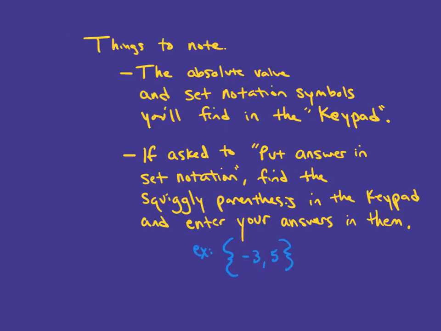And last up, just a couple things to note. Absolute value and set notation symbols you'll find in the keypad. That's something that is a button that you'll see near the problem that you're given. So on that same screen that you're looking at, you'll see keypad. It's got a lot of different things in there, but you'll look for something that looks like absolute value with a box in the middle. That's what you'll want to select, and then you'll enter what goes in the box if you need it.